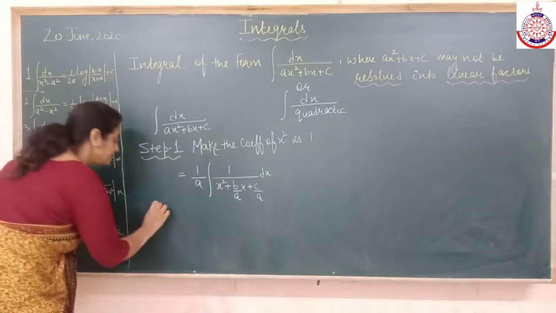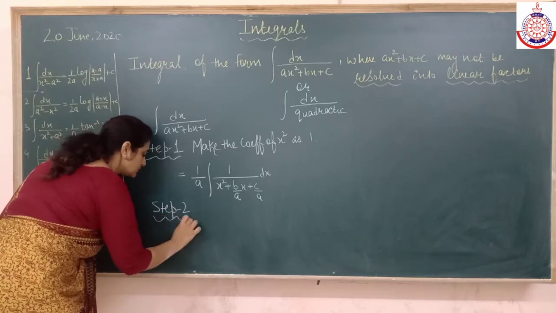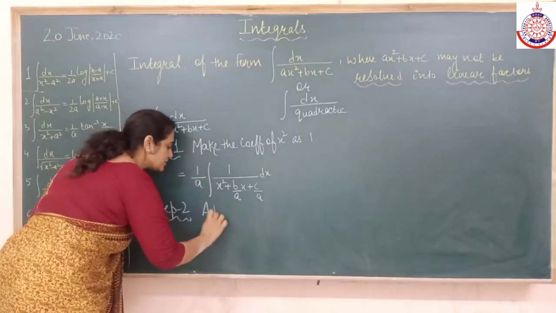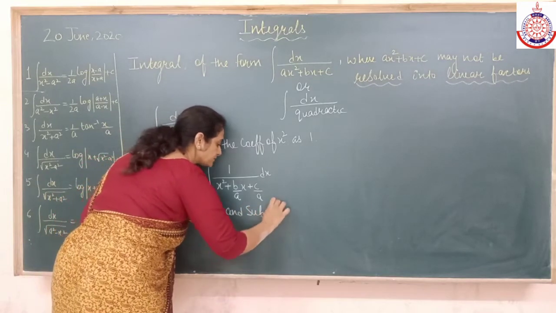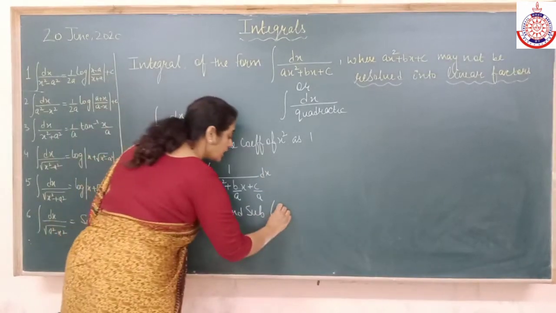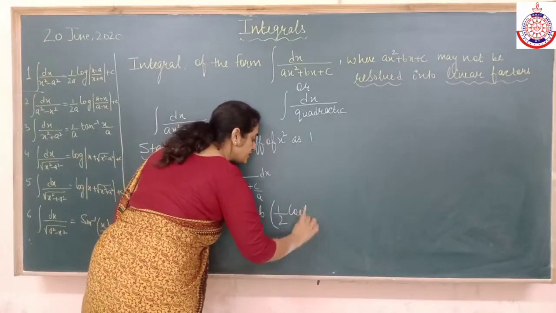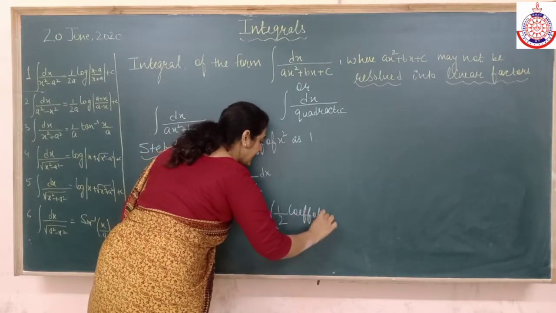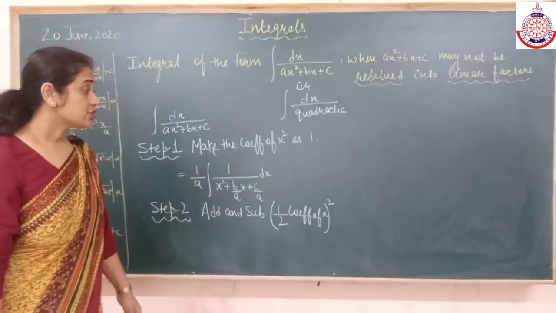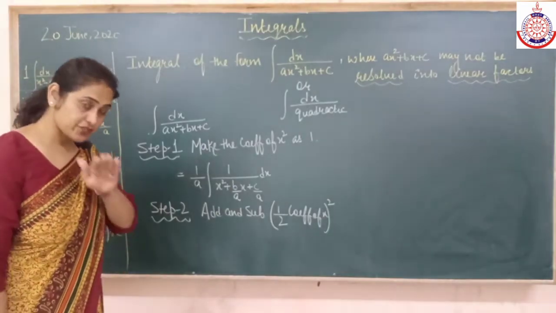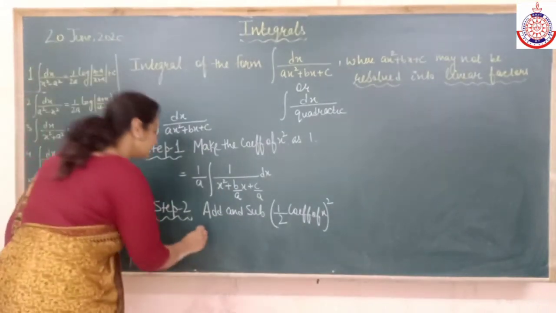Step 2. Add and subtract half the coefficient of x in the denominator. Denominator में x के coefficient को half करना है, उसका square add and subtract करना है.